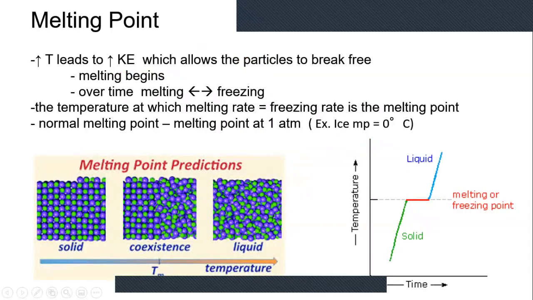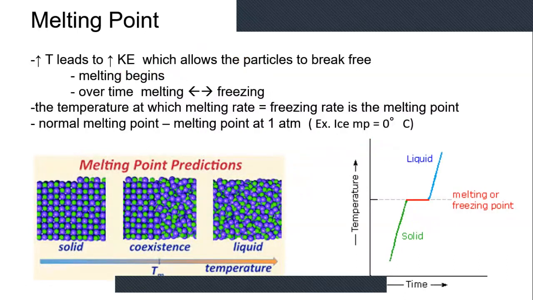So melting point is what happens when you add enough temperature. As you increase the kinetic energy of the molecules, they start to break free. And as they break free, melting begins. So over time, you have this balance between melting and freezing. So the temperature at which the melting rate and the freezing rate are equal is referred to as the melting point or freezing point, vice versa.